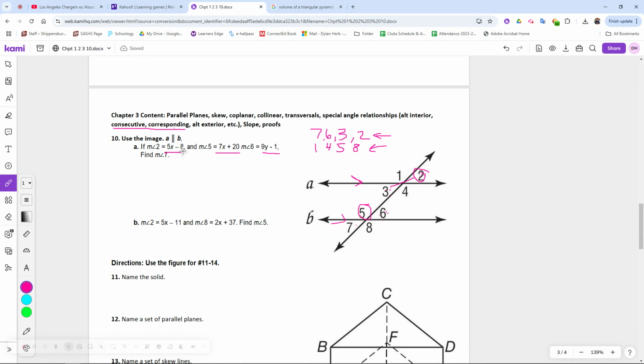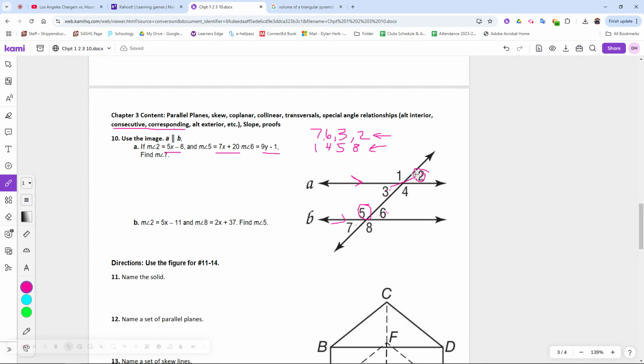So, what we need to do is figure out what relationship angle 2 and angle 5 have, since they are the two expressions that have x. Angle 2 and angle 5 are not equal, so they don't have a special relationship. But 2 and 3 are equal, and 3 and 5 have a special relationship. 3 and 5 are consecutive angles. They add to 180 degrees.